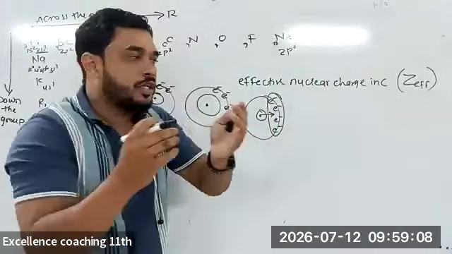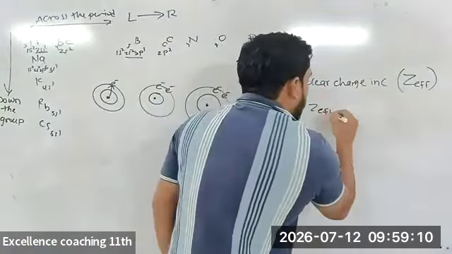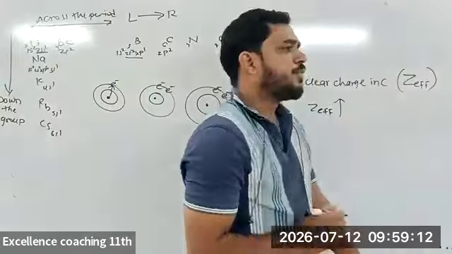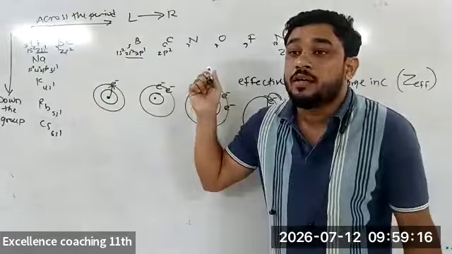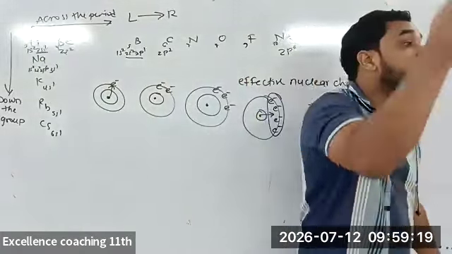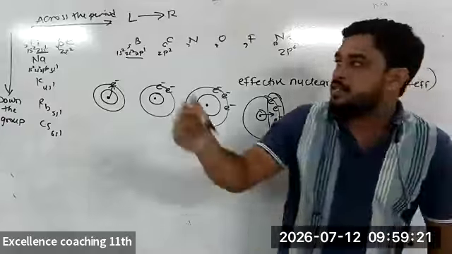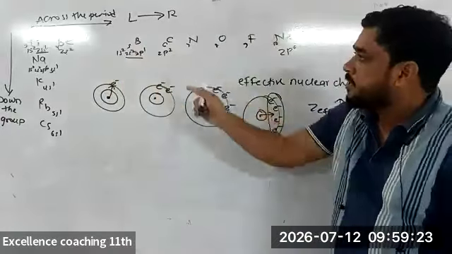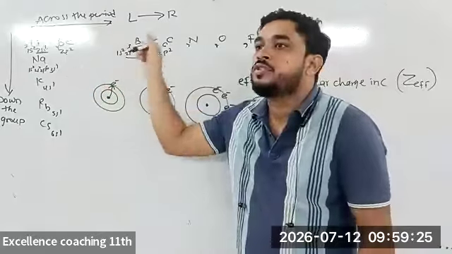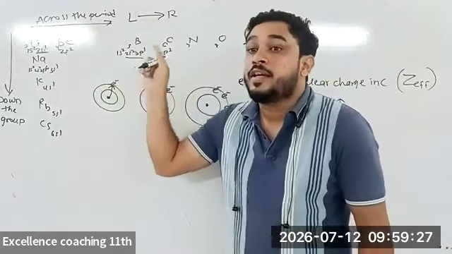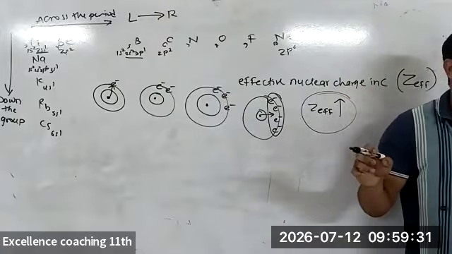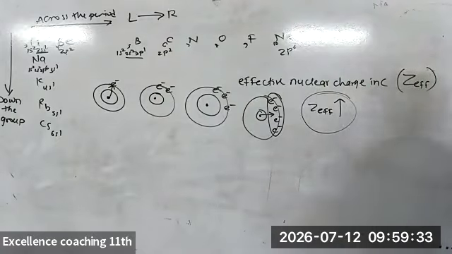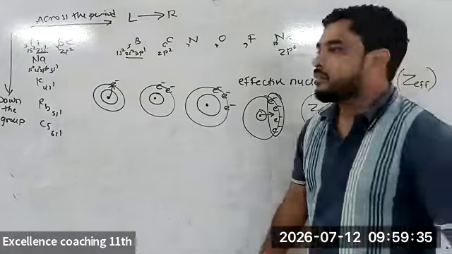So if the force of attraction increases, Z effective, that is effective nuclear charge, also increases. And why does the force of attraction increase across the period? Because the electron enters into the same shell. As electrons enter the same shell, the force of attraction from the nucleus to the outermost electrons increases, as a result of which effective nuclear charge increases and the atomic radius decreases. Understood?